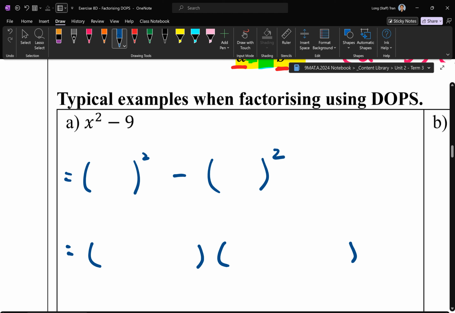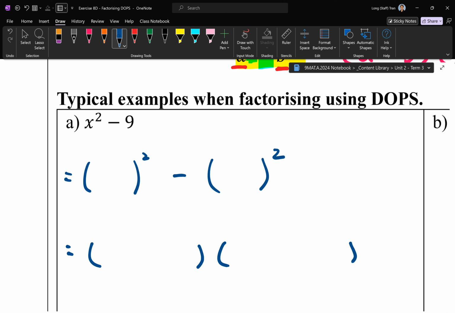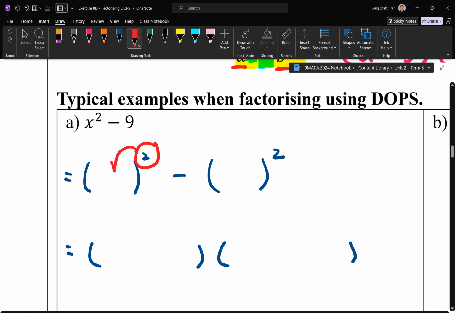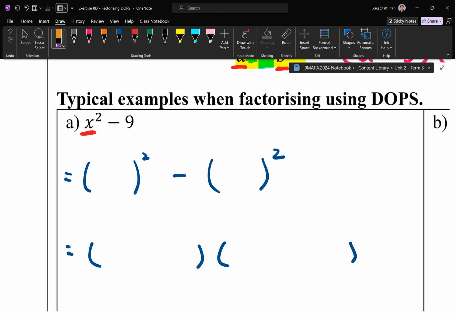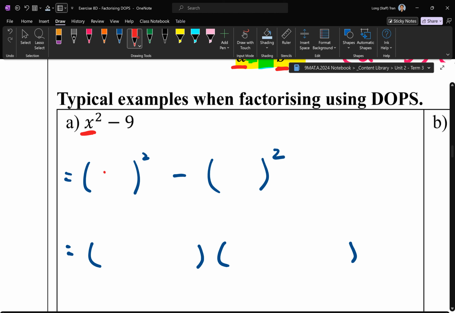This is how it works. If you see a difference of perfect squares problem, this is what you've got to ask first. What do I square in this bracket here to get x squared? So something times itself will give you x squared. What would that something be? Put your hand up if you know. What would you multiply by itself? x. So here, we know that x times x is going to give you x squared. So the number here has to be x.